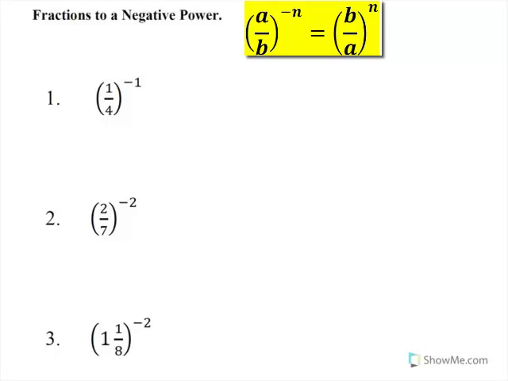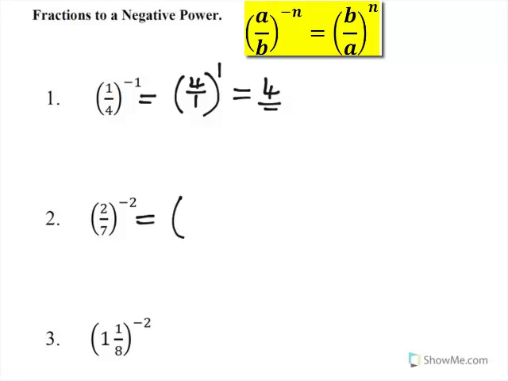Right, here we go. So the first one, it's quite simple. We're going to turn the fraction upside down, so it's 4 over 1, and make the power positive. That's what the rule says. 4 divided by 1 is 4, 4 to the power of 1 is 4. Okay?